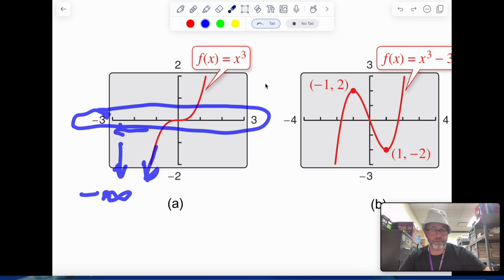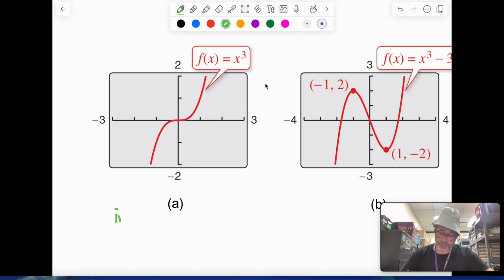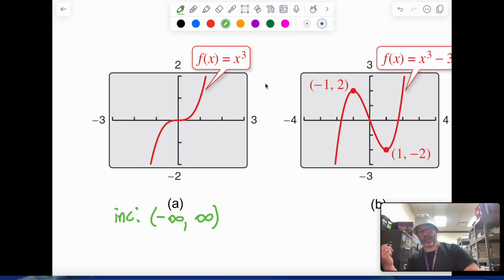The second portion of this graph is going up and to the right. Because it's going to the right and it's going up, it does this forever. It goes to the right forever, and it goes up forever. And because of that, to the right is infinity. As I look at this from left to right, it's always increasing. So if I was to say, what's the interval where it's increasing? It's always increasing as we go from left to right, all the way left to all the way right.